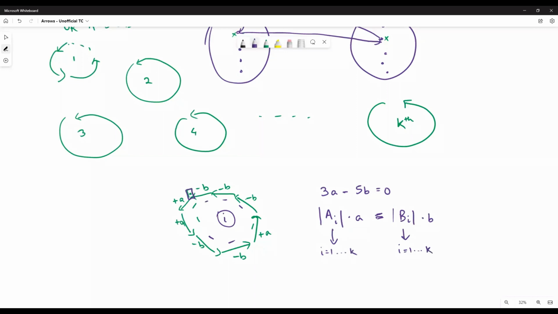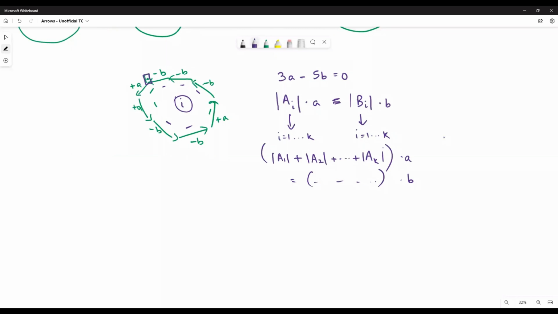And we take A common, and we have A1 plus A2, so on till AK, times A equals to the same thing for B times B. And these big brackets are nothing but the cardinalities of A and the cardinalities of B.